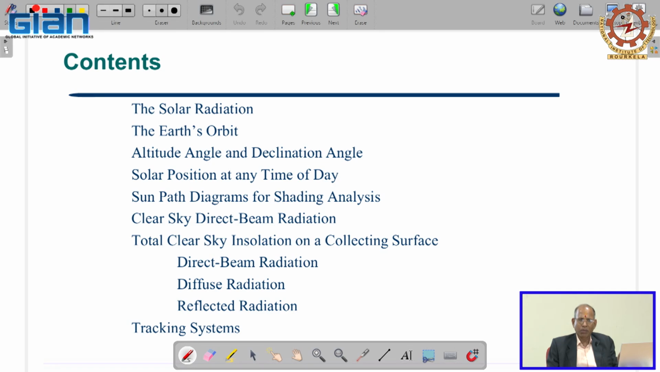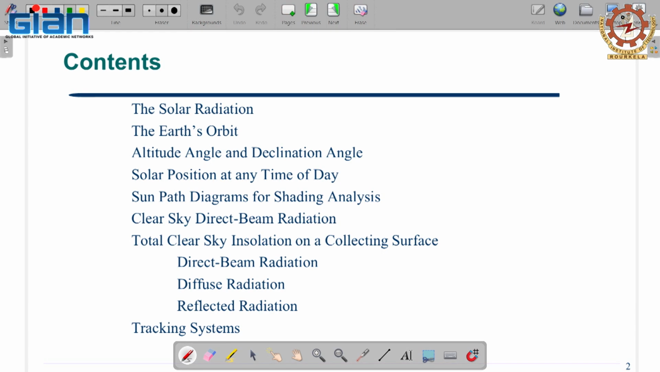There are three parts: the direct beam radiation, the diffuse radiation, and the reflected radiation. Mostly it is direct, around 85%, then say 10% coming from the diffuse, and 5% coming from the reflected. I'm giving approximate values. These 10% and 5% are also very important, so we are going to see and understand that as well.